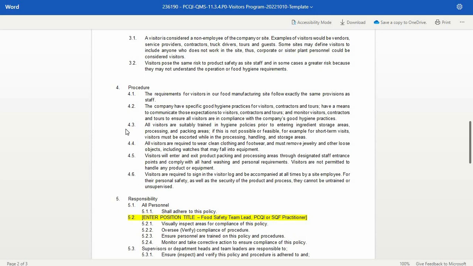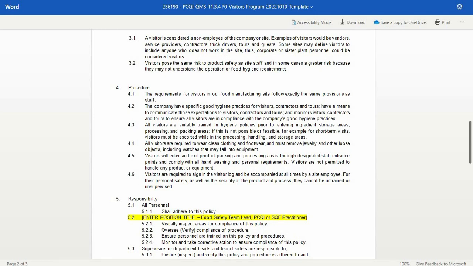and storage areas. Fourth, all visitors are required to wear clean clothing and footwear and must remove jewelry and other loose objects, including watches, that may fall into equipment. Fifth, visitors will enter and exit product packing and processing areas through designated staff entrance points and comply with all hand washing and personal requirements. Visitors are not permitted to handle any product or equipment.